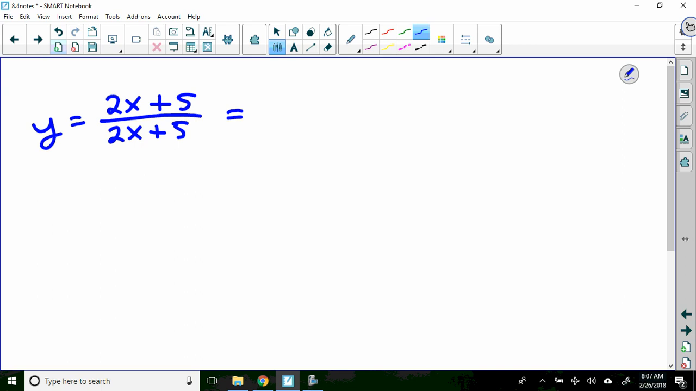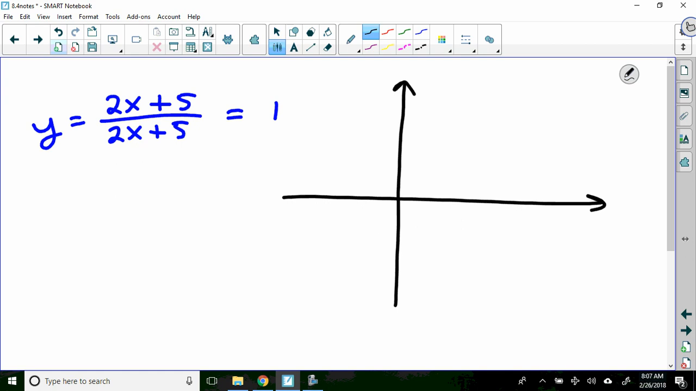That expression simplifies to equal 1. Now, I'd bet a lot of money, even though you're not allowed to bet in school, that most of you could graph the equation y equals 1. What's the slope of it? 0. So it's going to be what kind of line? Is it a vertical line or a horizontal line? Horizontal line. So basically, we're just going to have a horizontal line when y equals 1. So it's just going to be like this, right? But there's one catch to it.